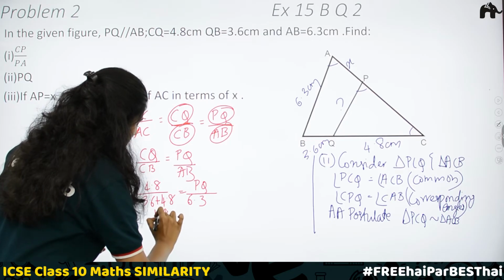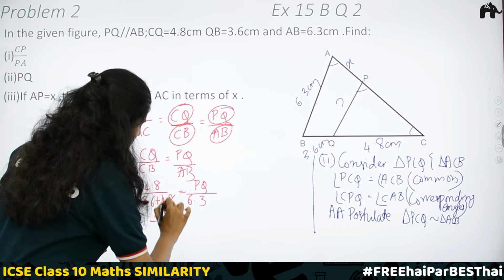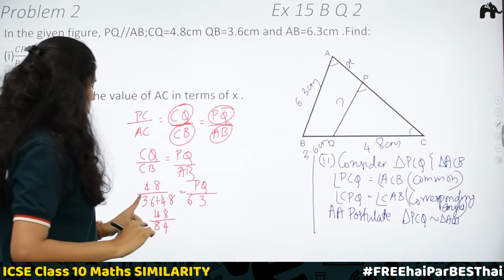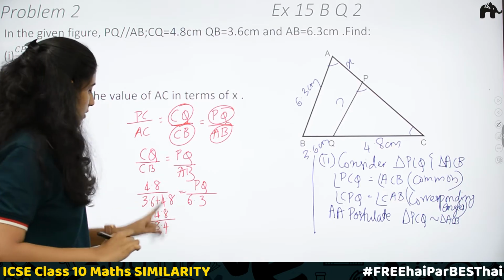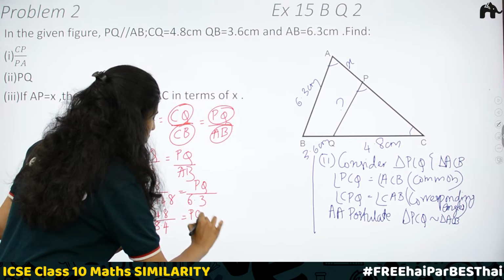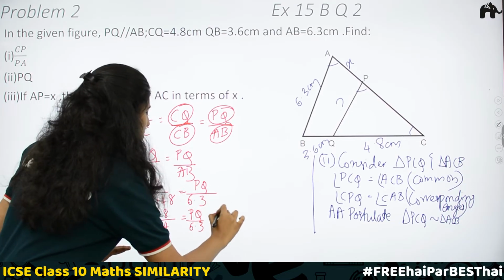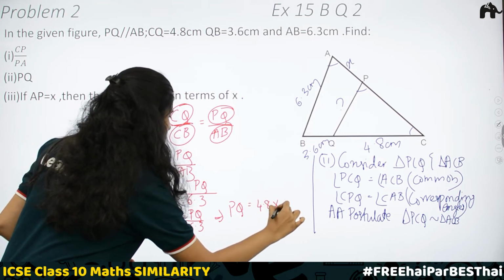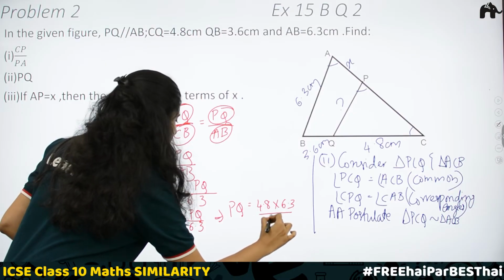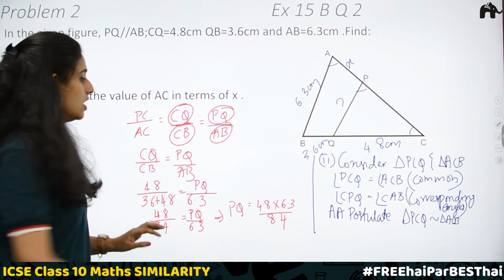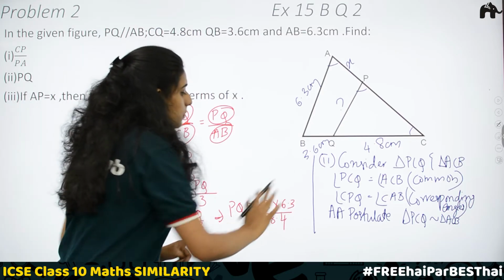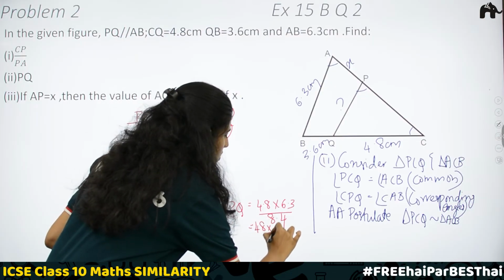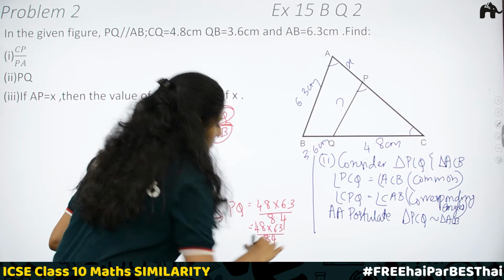4.8 divided by 8.4. So 3.6 plus 4.8 we get 8.4, equal to PQ divided by 6.3, which implies PQ is equal to 4.8 into 6.3 divided by 8.4. To remove decimals, I am multiplying numerator with 100 and denominator also with 100. We get 48 into 63 divided by 84.